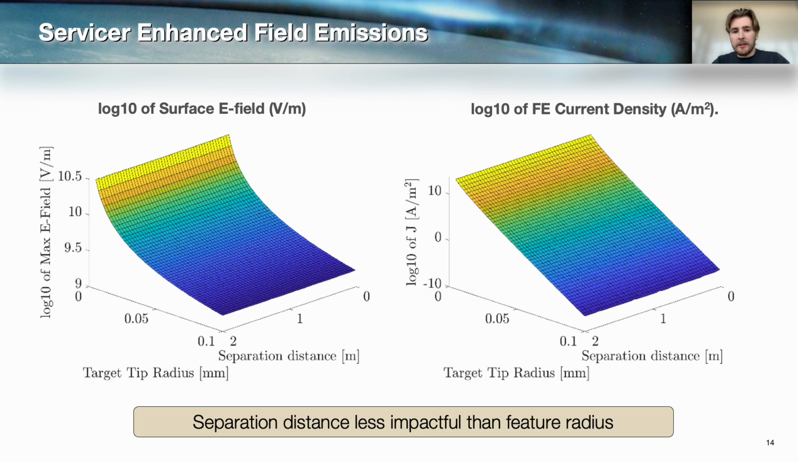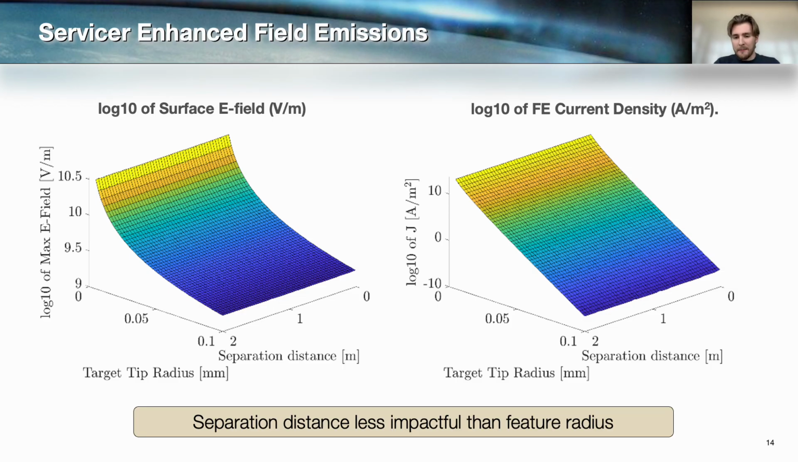And the results of this study are very reminiscent of those that we saw for the isolated spacecraft. The plots look very similar, even though we have different variables. The plot on the left in this case is once again the log 10 of the surface E field. The plot on the right is the log 10 of the field emission current density. And this time we have target tip radius and separation distance rather than the duty cycle. Now, when we look at these plots, it almost appears that the separation distance has no impact on either the surface electric field or the field emission current density, but this is actually not the case.